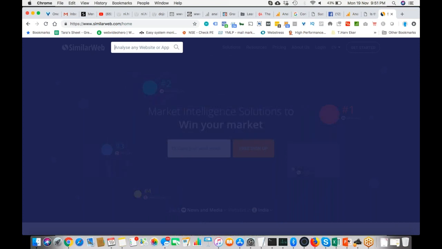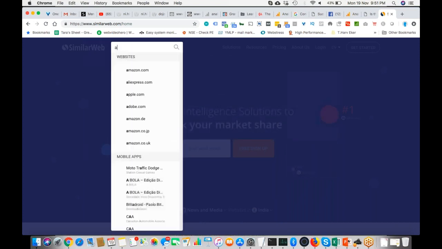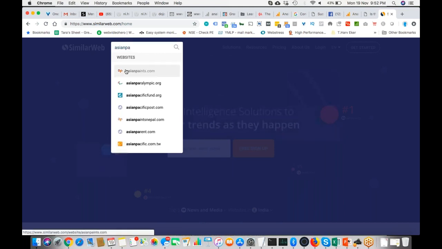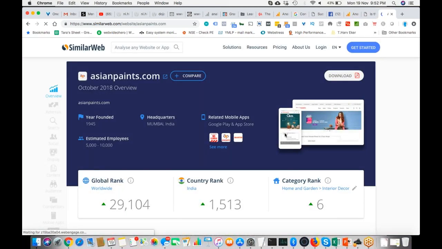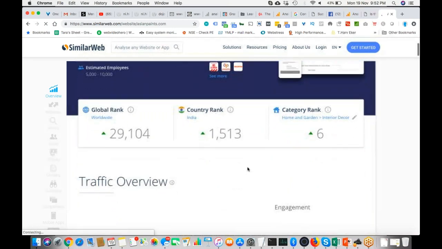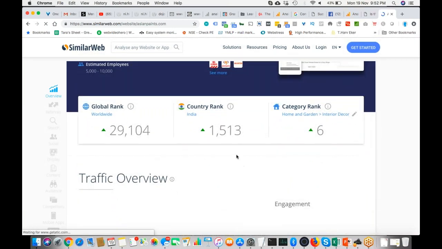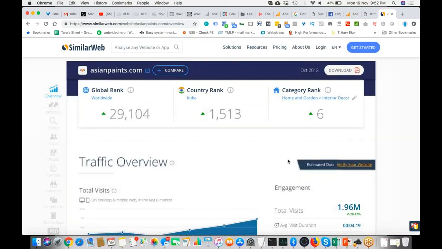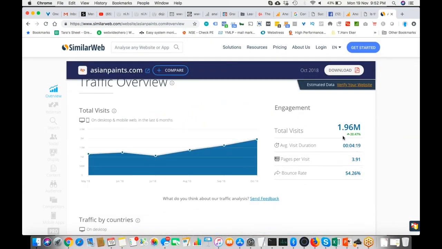So let's say you are Asian Paints. Although the companies I'm talking about, they're both listed. But anyways, AsianPaints.com. You are Asian Paints. So it says the country rank is 1513. Let me tell you, if there is a website on SimilarWeb whose traffic rank is under 2000, country India, believe me, it is a very, very high traffic website. And you can see that this is the overview.